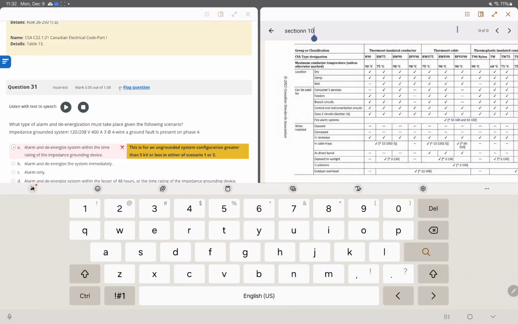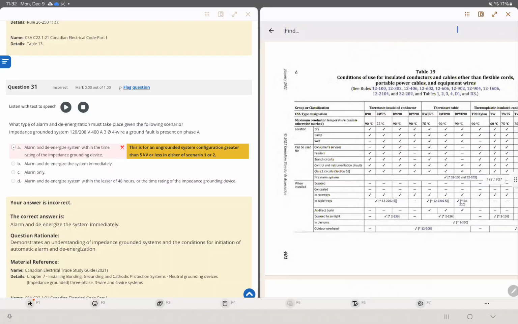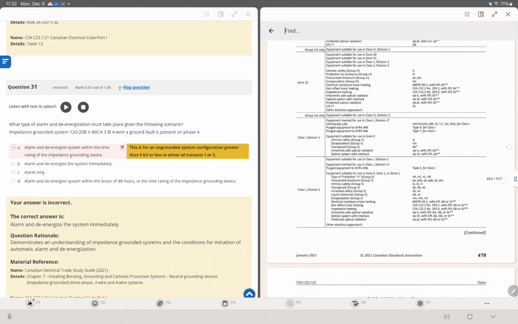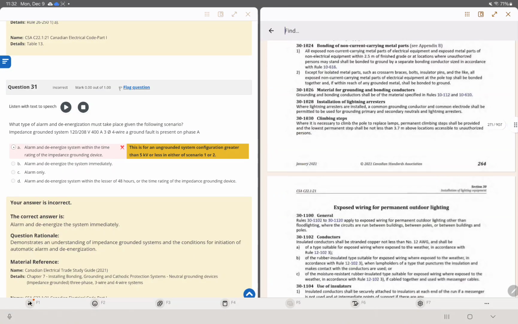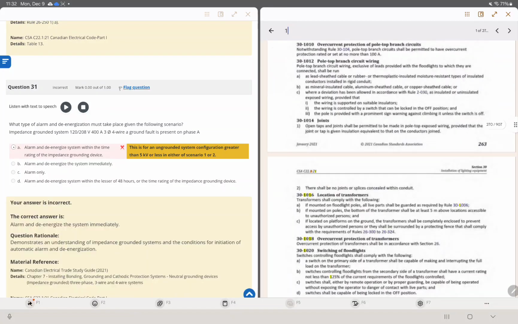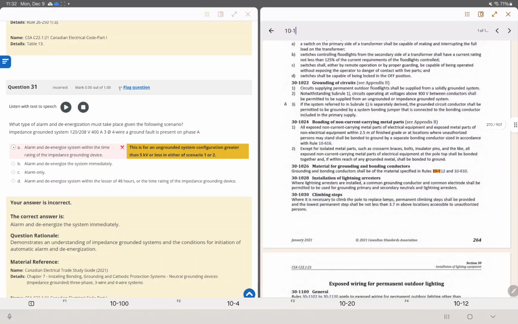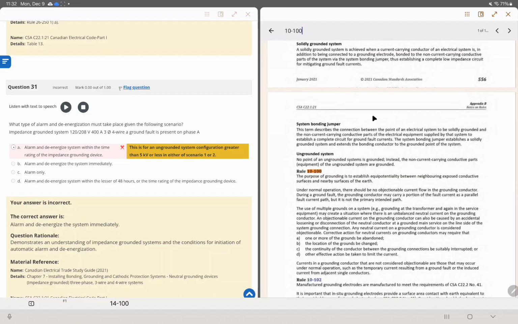Is it not called section 10? What's it called? Where's my code book? Oh, yes, not section 10. We just put in a random code, 10-100 or something, just to bring us to section 10.